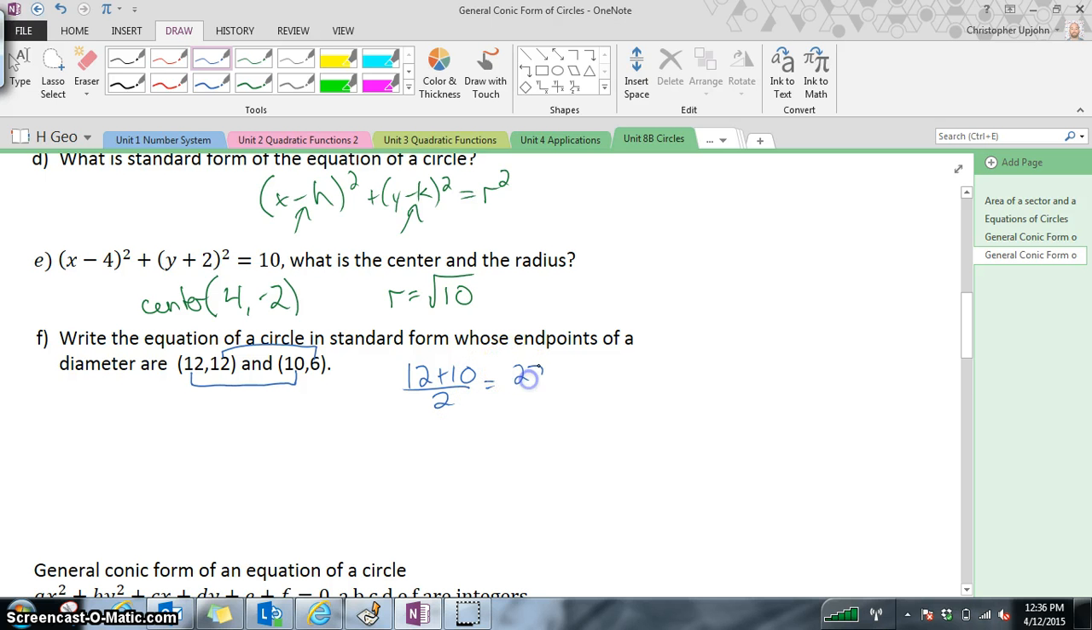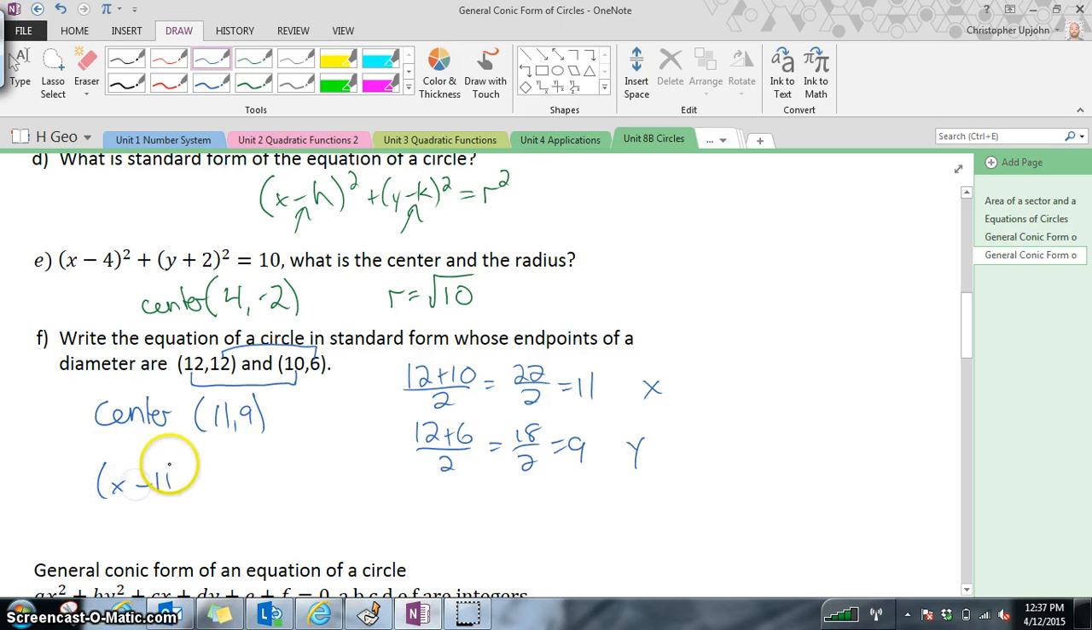So we get 22 divided by 2. Our x coordinate is 11. Do the same thing with our y. 12 plus 6 is 17, divided by 2 is 9. It's our y coordinate. So our center is 11, 9. And we know x minus 11 squared plus y minus 9 squared, it's the opposite, equals r squared.